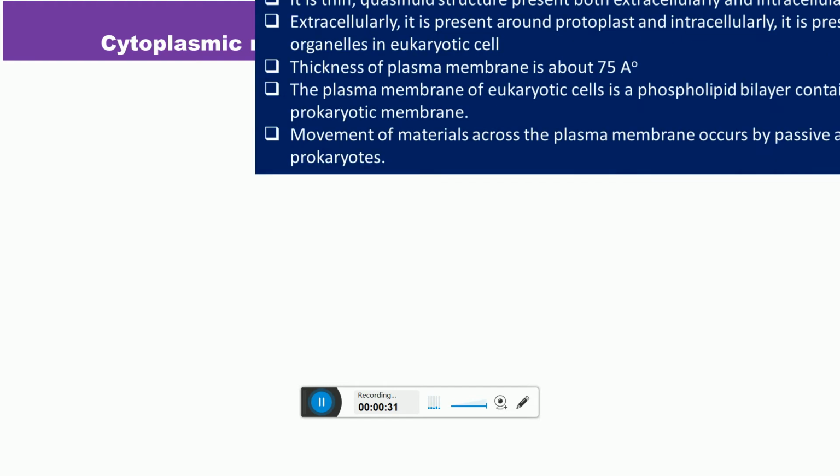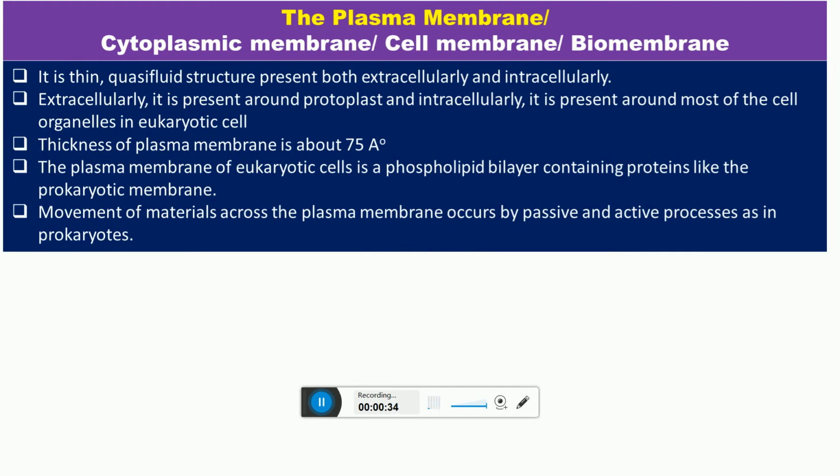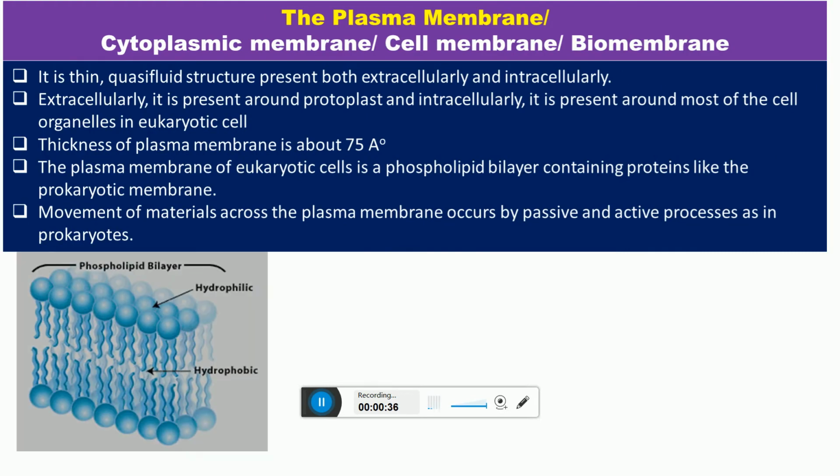The plasma membrane is also called the cytoplasmic membrane, cell membrane, the biomembrane. It is commonly called the plasma membrane. It is a thin, viscous fluid structure present both extracellularly and intracellularly. Extracellularly it is present around the protoplast, and intracellularly it is present around the organelles. Around the cell, the same membrane is there. Around the organelle, the same structured membrane is there, called the plasma membrane or cytoplasmic membrane.